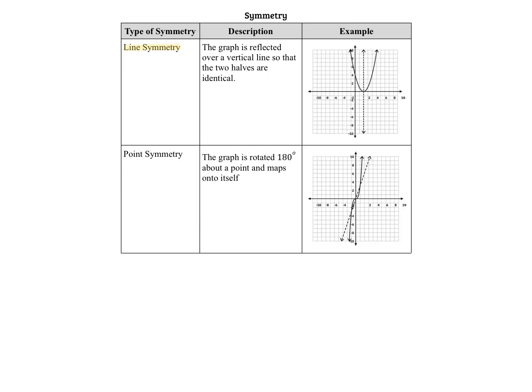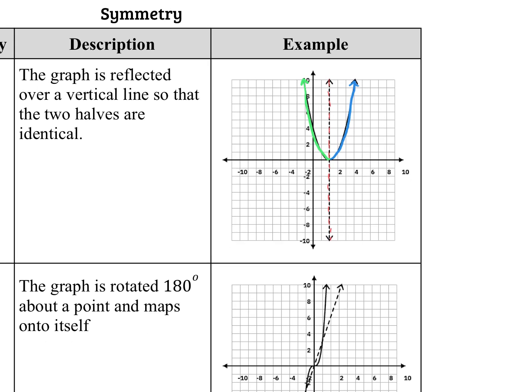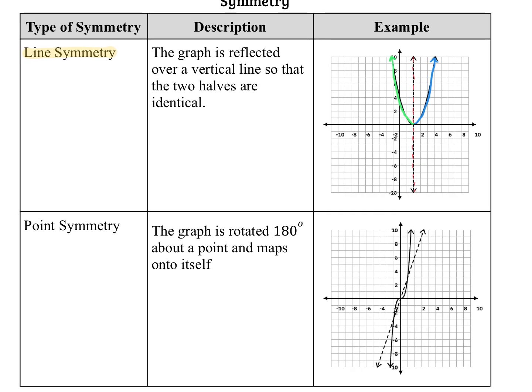So if you look at this parabola, which is a quadratic function, if you draw this vertical line here, you can see that the graph to the right is completely identical to what's to the left of that vertical line. Or if you folded your paper on this vertical line, the graphs would meet up. So this is called line symmetry, and we could even define the line that it is symmetrical over.